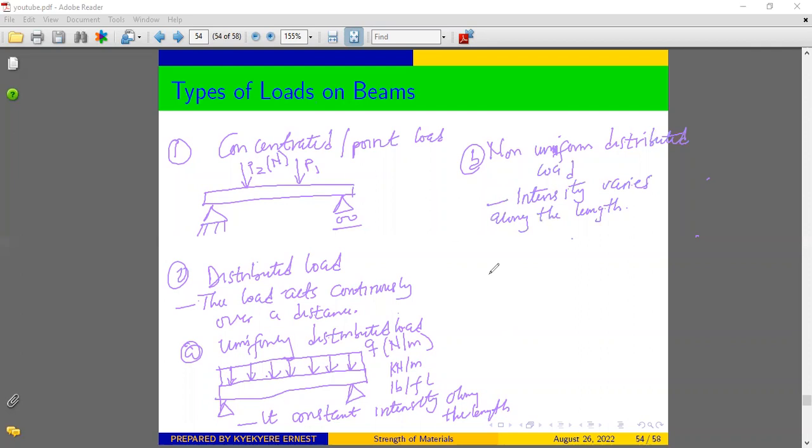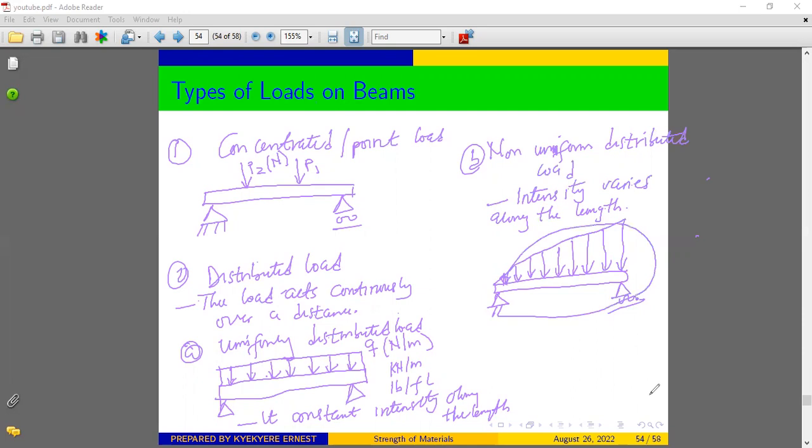So from here, let us look at the diagram of non-uniformly distributed load. We have our supports like that. In that case, non-uniform load will look like this. The load keeps on increasing from one point to another along the length of the beam. So anytime you have a distribution of the force like this, though it's a distributed load, this distribution is not uniform. So this is referred to as non-uniform distribution.